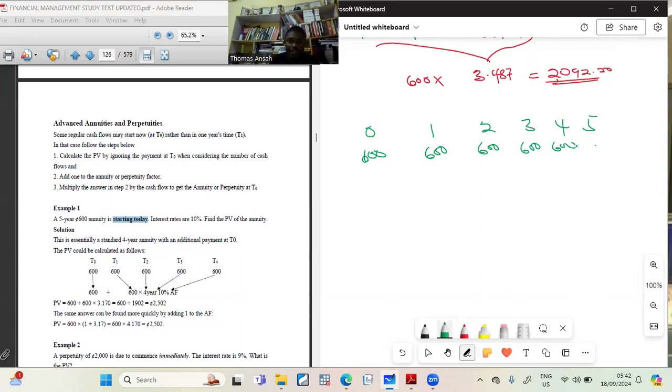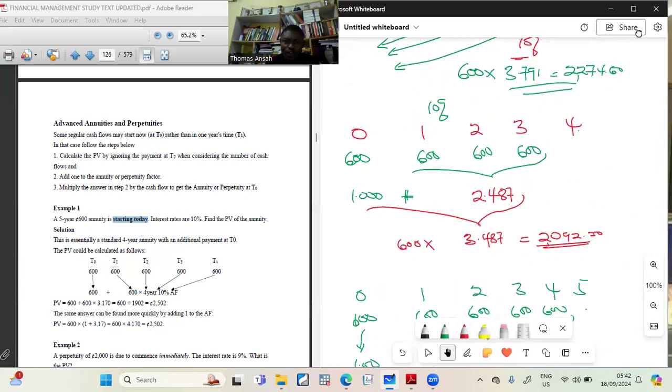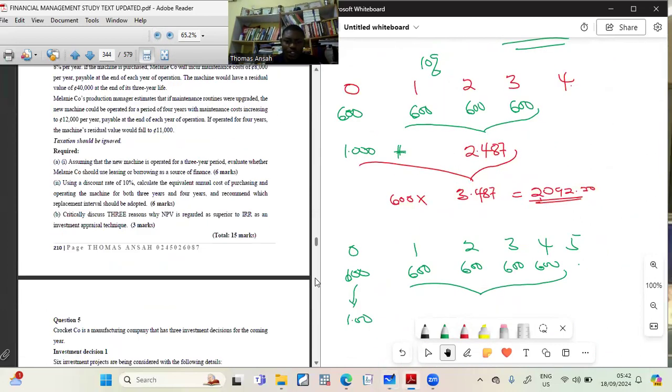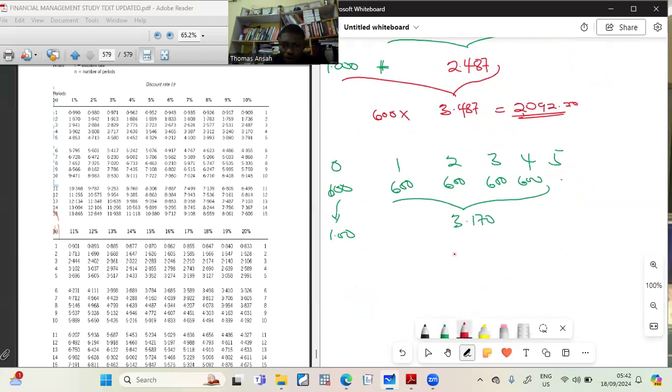So that is how it is. Here will be represented by 1.000. We read our 4 years annuity factor before. So let's go for 4 years, annuity 10%, 4 years. That is 3.170, making the total here to be what? 4.170.